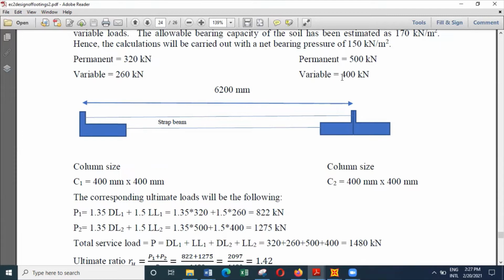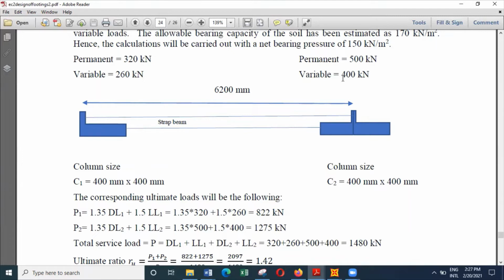So if we assume that the load acting on this particular base is about 900 kilonewtons, and we have a net bearing pressure of 150, from that we can find the corresponding area is 900 divided by 150, which is equal to 6. And if you take the square root of 6, then you will find it's about 2.44. So that means, if you are going with a square base, we will need something like 2.44 meters by 2.44 meters.